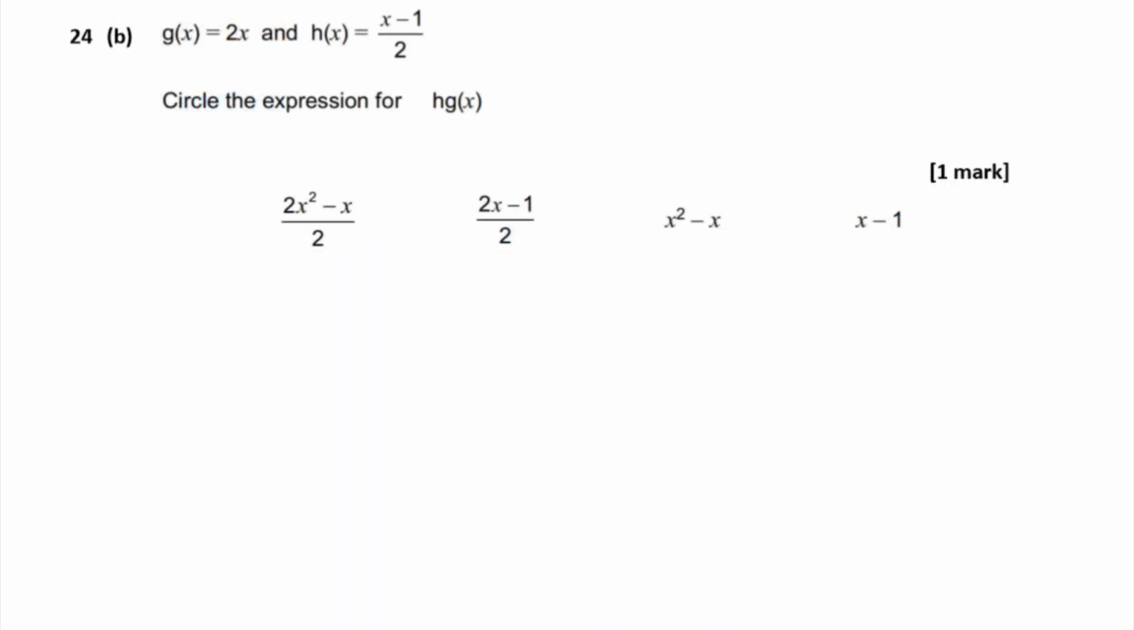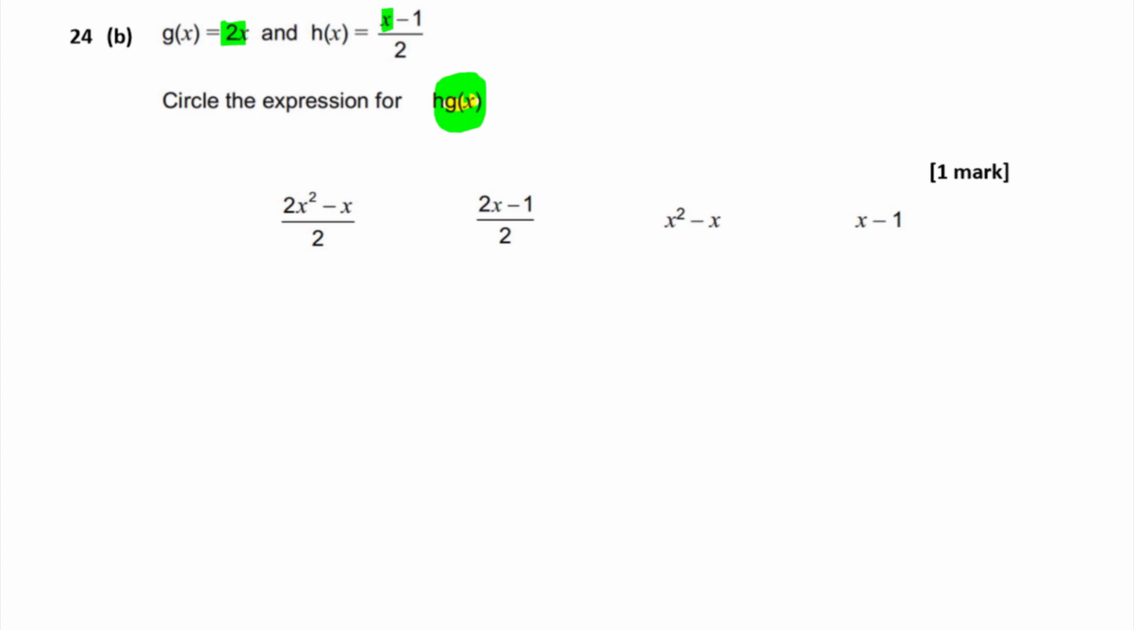Question 24b, g of x is defined to be 2x and h of x is defined to be x minus 1 over 2. Circle the expression for hg of x. Now hg of x is what we call a compound function. When you read these from the inside out, I've got g of x, which is then substituted inside of h of x. So what you do is you take the value of g of x and you rewrite it where the x is in h of x.